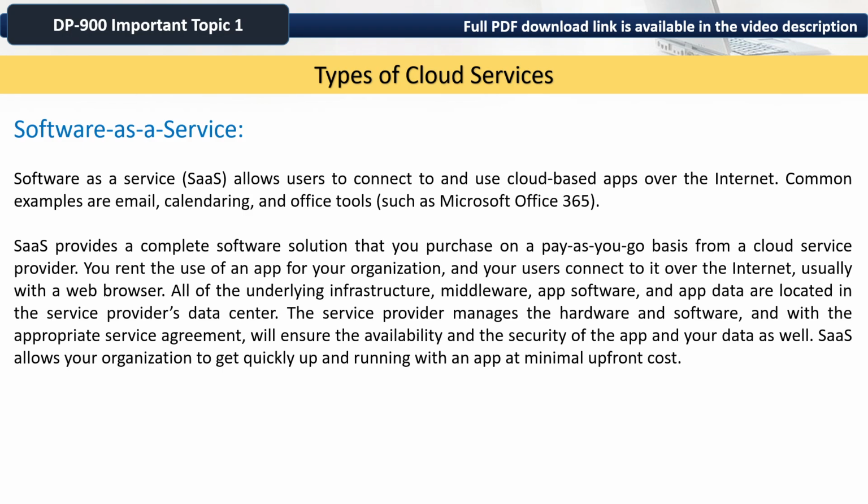All of the underlying infrastructure, middleware, app software, and app data are located in the service provider's data center. The service provider manages the hardware and software, and with the appropriate service agreement, will ensure the availability and the security of the app and your data as well. SaaS allows your organization to get quickly up and running with an app at minimal upfront cost.